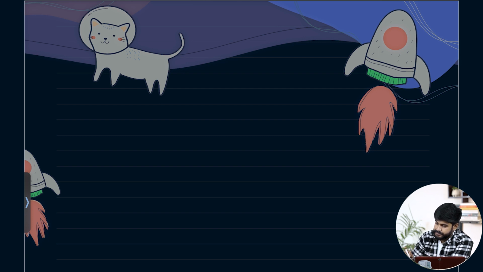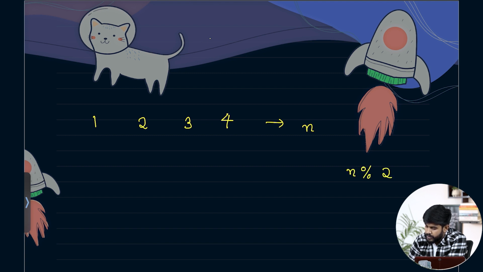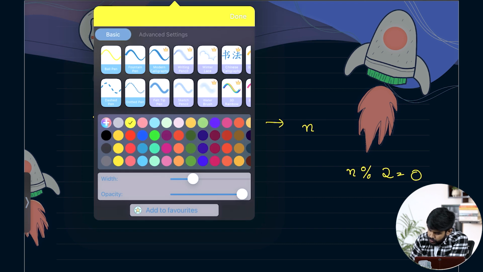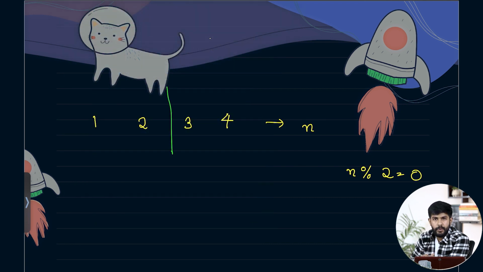So the problem is pretty easy to state. We are given an even sized array, let's say 1, 2, 3, 4. At all times the size of the array, that is n, would be even. This is given: n modulo 2 is equal to 0. What they want is for you to think that this array is divided in the middle, and they want the first element of the first array, then the first element of the second array, then the second element of the first array, and the second element of the second array.